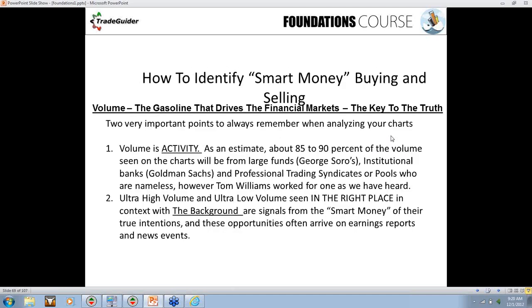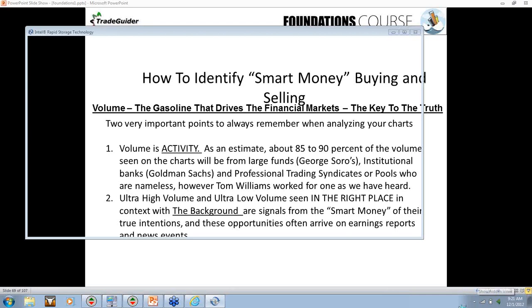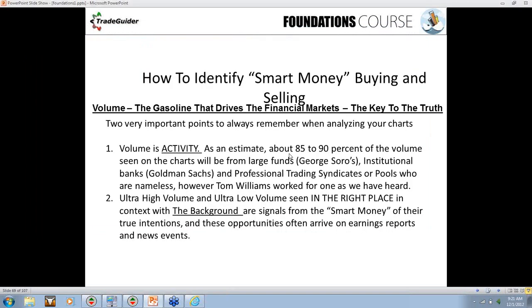So how do we identify the smart money buying and selling? Well, volume is the gasoline that drives the financial markets. It's the key to the truth. Two very important points to always remember when analysing volume on your charts. Volume is activity. As an estimate, about 85 to 90% of the volume seen on the charts will be from large institutional funds, such as George Soros, institutional banks, Goldman Sachs, and professional trading syndicates or pools who are nameless. Remember, though, Tom Williams used to work for one.